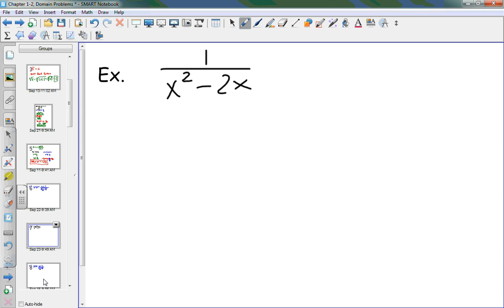Okay, what about this one? This one takes you way back to Algebra 2. I have to factor out an x, because if I factor out an x, I'm going to get x minus 2. Correct? Yes? So that means x cannot be 0, and x minus 2 cannot be 0.